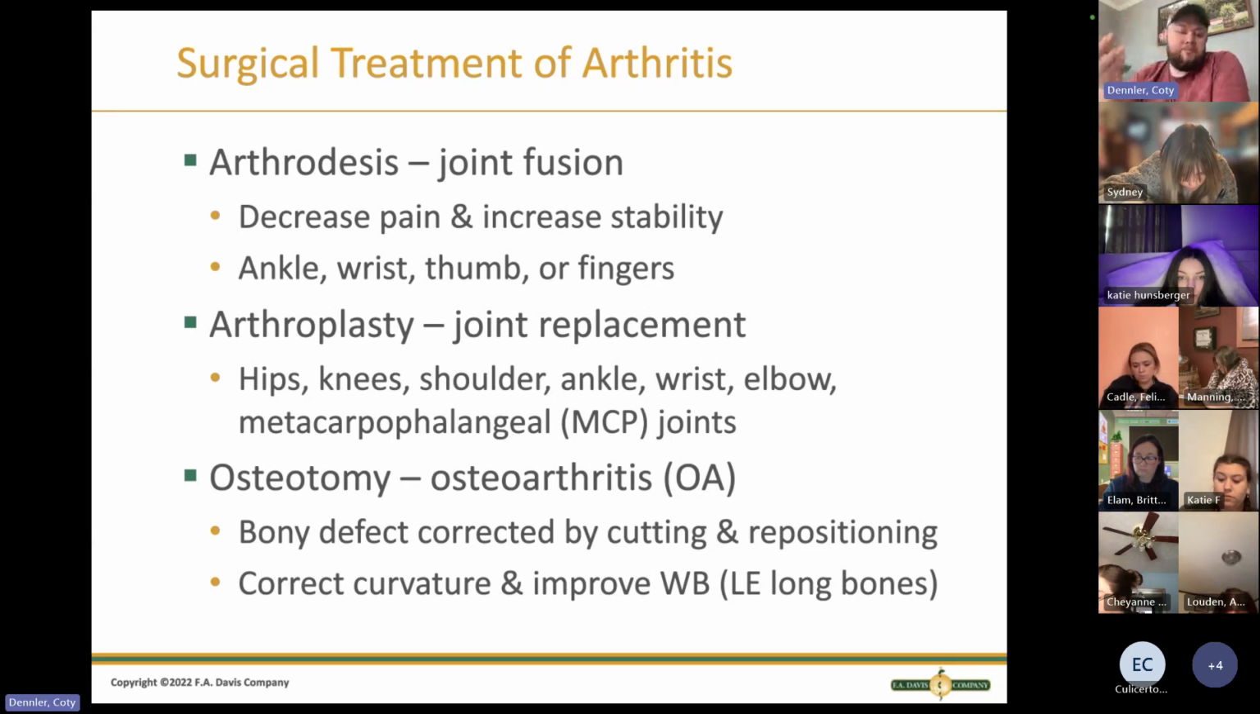And osteotomy. Now, this is only good for osteoarthritis, the degenerative joint disease or the wear and tear type of arthritis, like we've talked about. This is where the bony defects are corrected. They cut the bone and reposition it. There might be a curvature or something that needs to be corrected, but nonetheless, they're cutting away a little bit and repositioning bones to help with the arthritis.